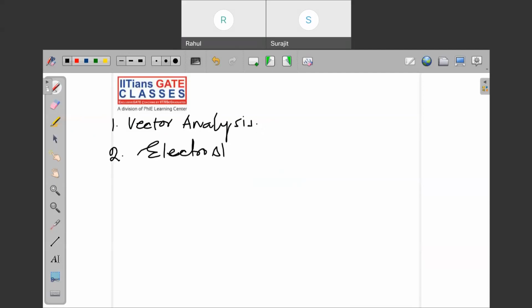Electrostatic field. Okay. And the third topic we will take up is the magnetostatic field, right? Magnetostatic field.